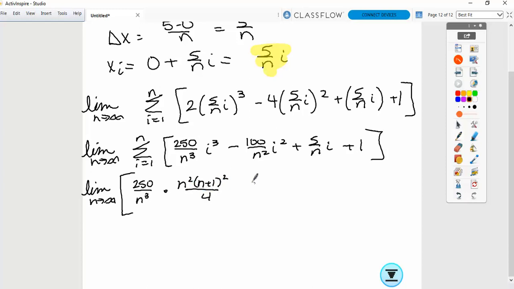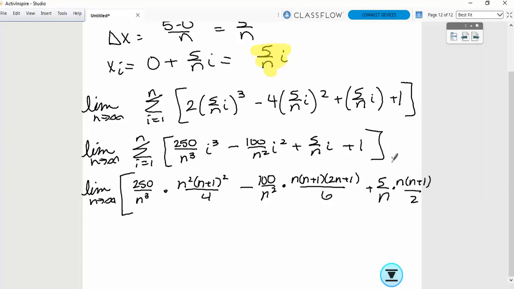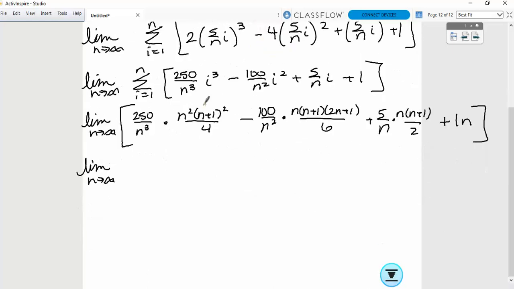The i cubed formula is n squared times (n plus 1) squared over 4. 100 over n squared, then the i squared formula, n times (n plus 1) times (2n plus 1) over 6. 5 over n, the i formula, n times (n plus 1) over 2. Plus 1 is a constant, so it would just be 1 times n. So then we have to clean all this up.